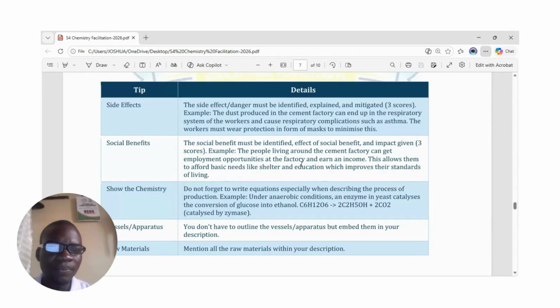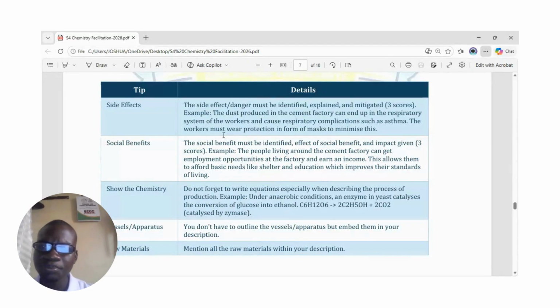They work at the factory, and they earn an income. By telling us that they earn an income, you are telling us the effect of this social benefit to the people. Then give us the impact. How does the earning of the income impact these people around? Continue to say this allows them to afford basic needs like shelter and education, which improves their standards of living. So this is the complete answer. You have identified the social benefit, given us the effect of that social benefit to the people around, and at the same time given us the impact. There you qualify to get all the 3 scores.